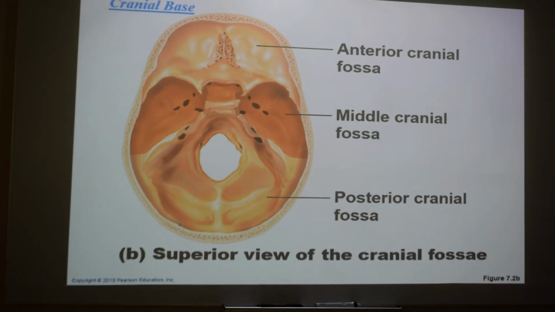If we go to the base of the skull, you are going to see an anterior cranial fossa, a middle cranial fossa, and a posterior cranial fossa. So these are the three fossae which you are going to see on the base of the skull.